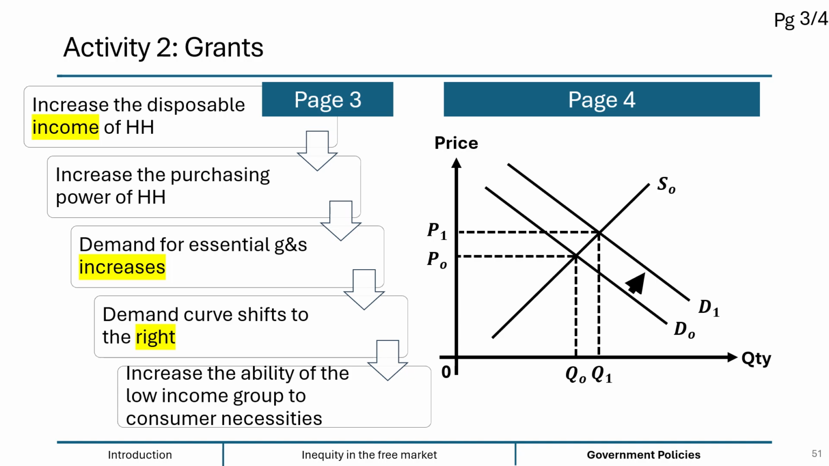So the grants will increase the disposable income of the households and thereby increase their purchasing power. Since they have higher purchasing power, they can afford more goods and services. Therefore, the demand for essential goods and services will increase, and the demand curve will shift to the right. Then we can see they have a higher ability to afford necessities, and thereby there's a more equitable outcome.